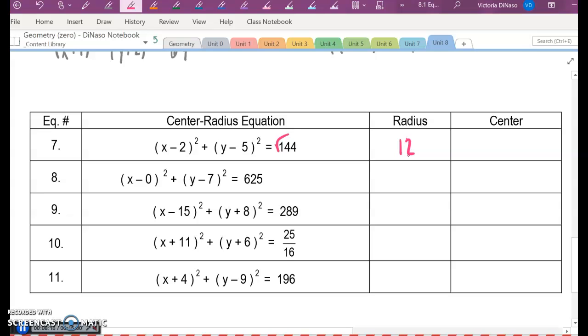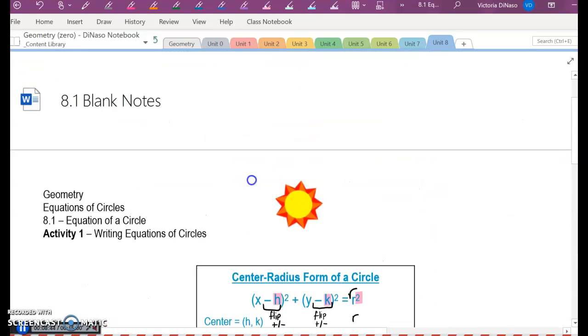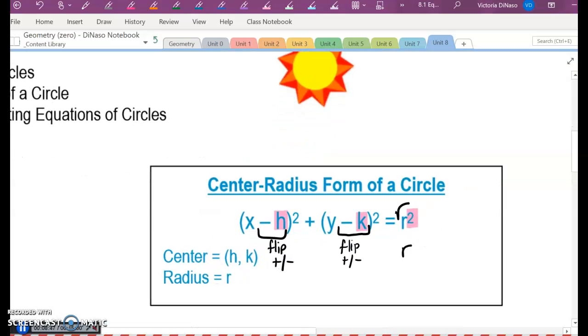From there, if the question asks you to find the circumference, you'd be using 2 pi r. If it asks you to find the area of the circle, you would do pi r squared. And finally, to find the center of the circle, you're taking these two numbers and flipping the symbol. You have to flip. So my center is at positive 2, comma, positive 5. So we flip the positives and negatives, and that's what we wrote at the very top. When we take it out of this form, you have to flip the positives and negatives.